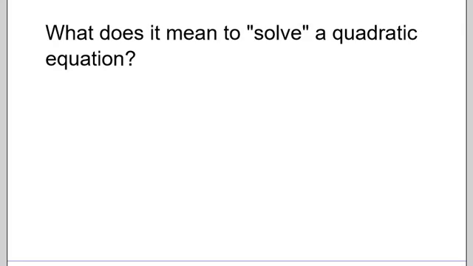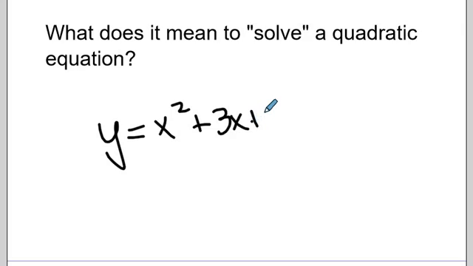So first, what does it mean to solve a quadratic equation? Well, let's go ahead and pull one up. y equals x squared plus 3x plus 4. This is a quadratic equation. We see our square there. It's in nice standard form. To solve a quadratic equation simply means we are looking for a value for x that's going to make y equal to 0. It's that simple.